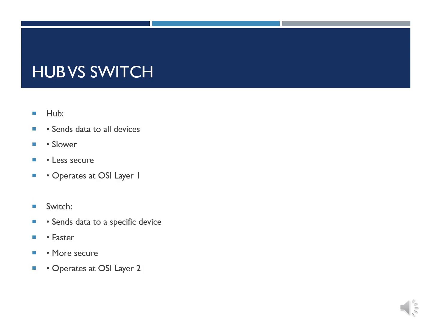A hub sends data to all devices, while a switch sends it only to the correct device. Switches are faster, more efficient, and more secure than hubs. Hubs are simpler and cheaper, but not good for large networks.